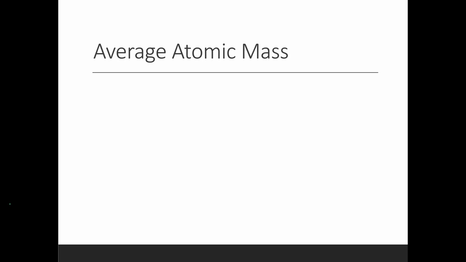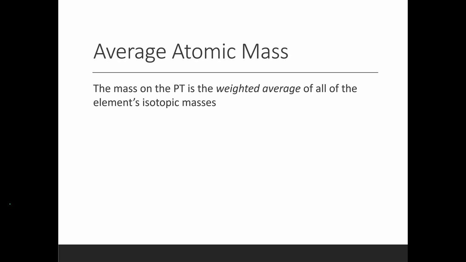All right, folks, today we are going to be talking about average atomic mass. We know that the mass on the periodic table is the weighted average of all of the element's isotopic masses. So what that means is that an element has multiple isotopes. Those isotopes have certain abundances in the world, and the mass that's on the periodic table reflects which of those isotopes is the most abundant, and that's how we get that weighted average.